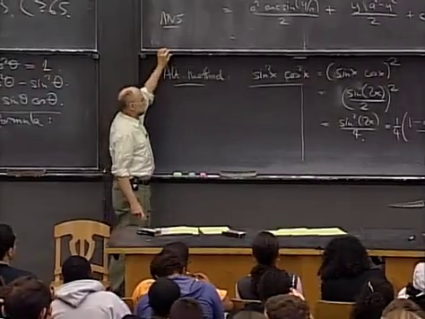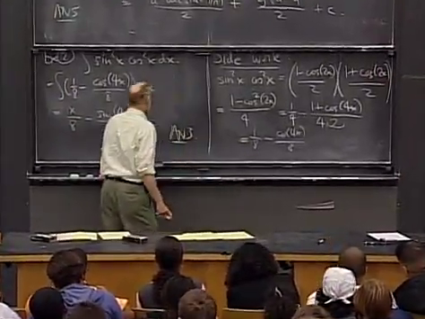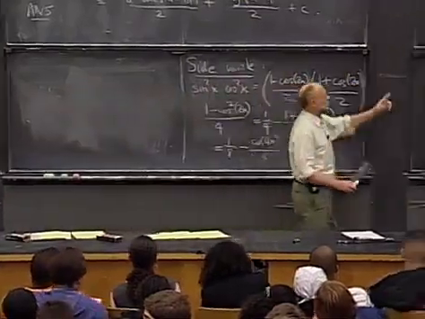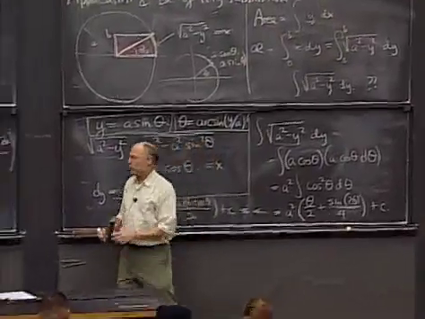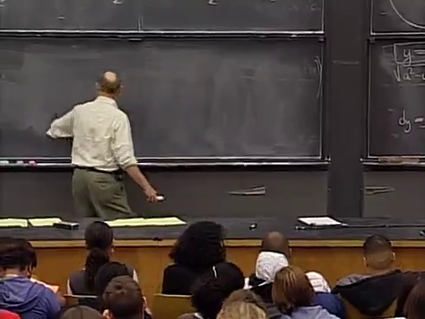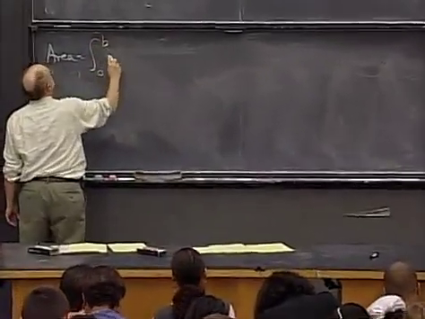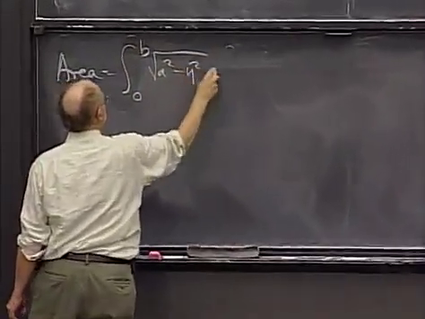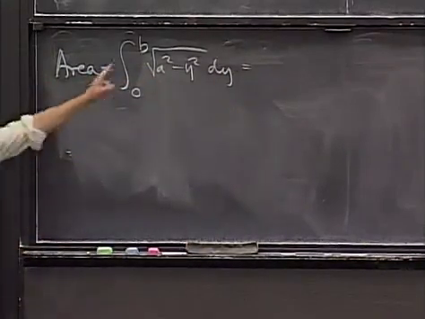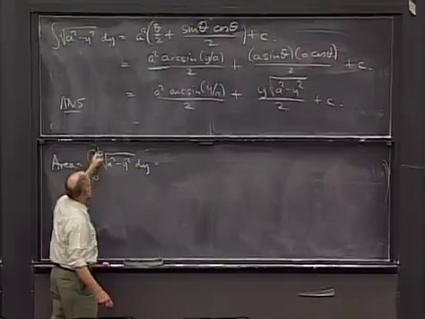I'm still not quite done with the original problem that I had, because the original problem asked for a definite integral. So let's just go back and finish that as well. So the area was the integral from 0 to b of this square root. I just want to evaluate the right-hand side here, the answer that we came up with, this indefinite integral. I want to evaluate it at 0 and at b.